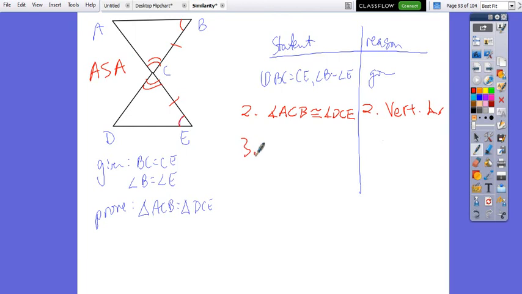Okay? Now the last statement is the proof statement. Proof statement says triangle ACB congruent to triangle DCE by angle side angle.